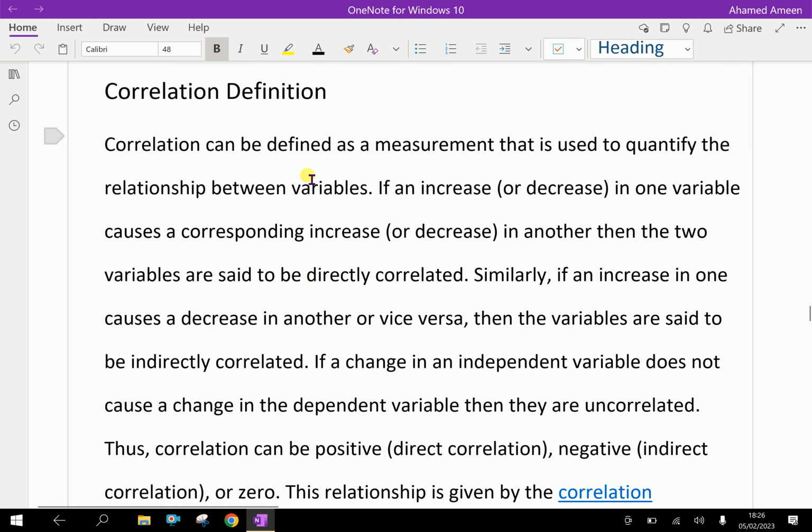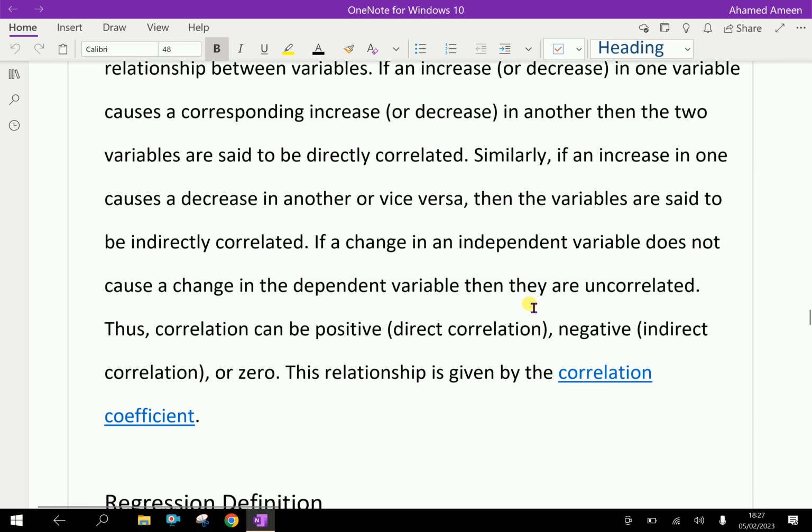Now we define the correlation. Correlation can be defined as a measurement that is used to quantify the relationship between variables. If an increase or decrease in one variable causes a corresponding increase or decrease in another, then the two variables are said to be directly correlated. That means when one increases, the other increases, and when one decreases, the other also decreases. This relation is directly correlated.